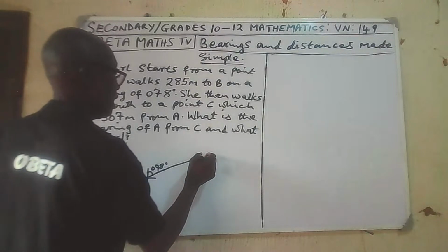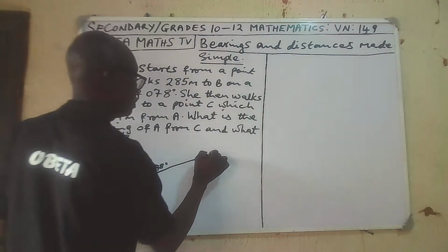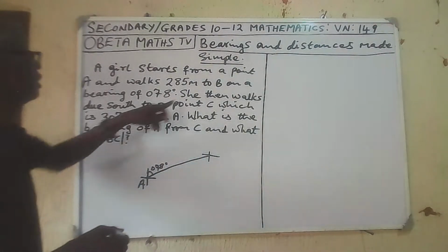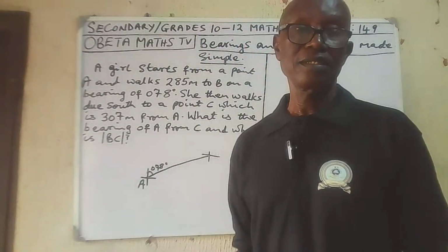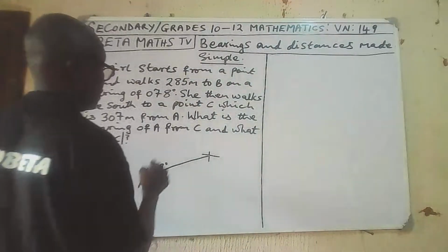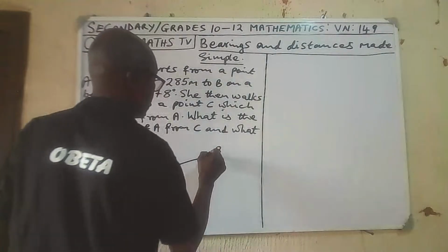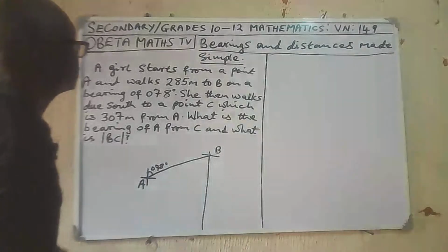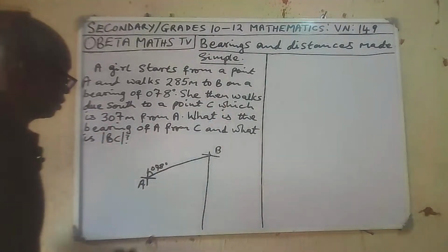Then at this point she now stopped and started taking another direction. She then walks due south. Due south means directly south of her, that's south of B. So let us take this to be B, and then due south we have this. She then walks due south to a point C, which is 307 from A.